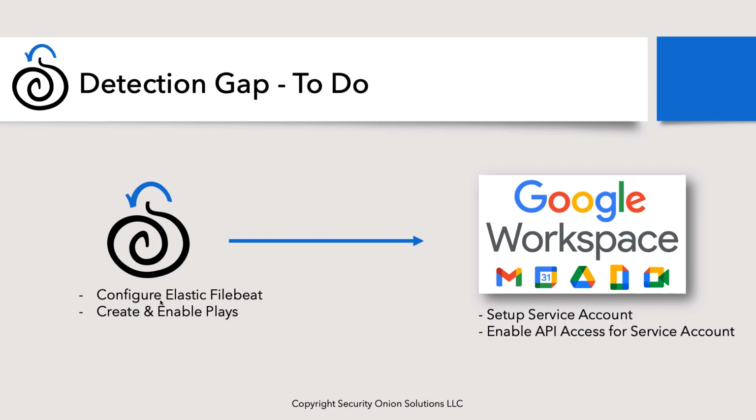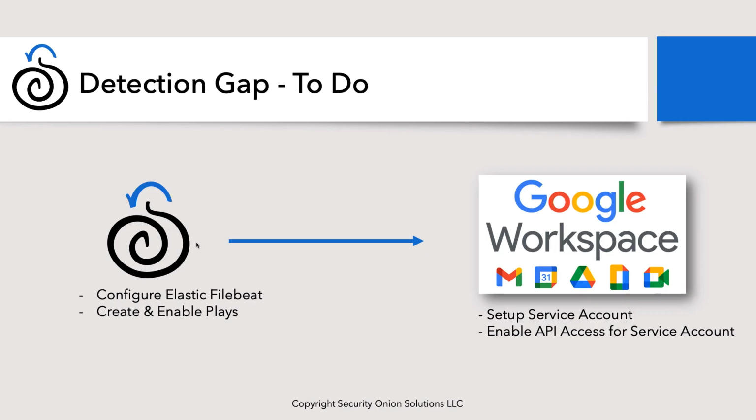We will first configure Elastic Filebeat that is built into Security Onion, and we'll configure Filebeat to use this service account that we created over here. What will happen is every so often Filebeat will log into Google Workspace using the APIs and see if there's any new audit logs. If there are, it'll download them, process them, parse them, and ingest them into Security Onion.